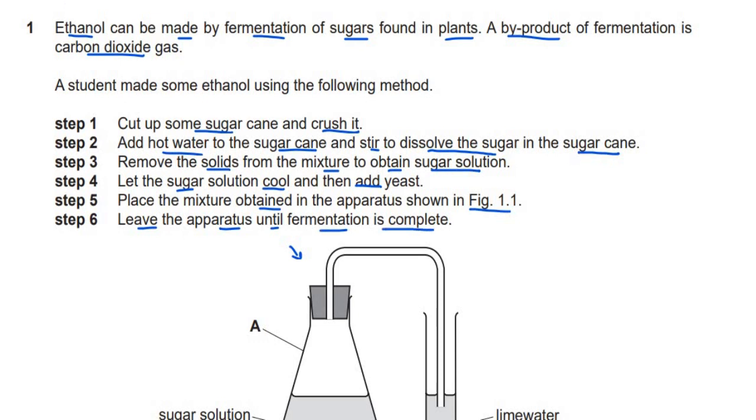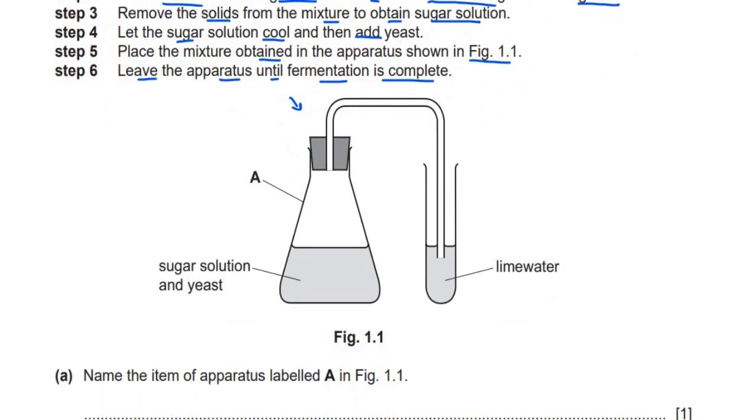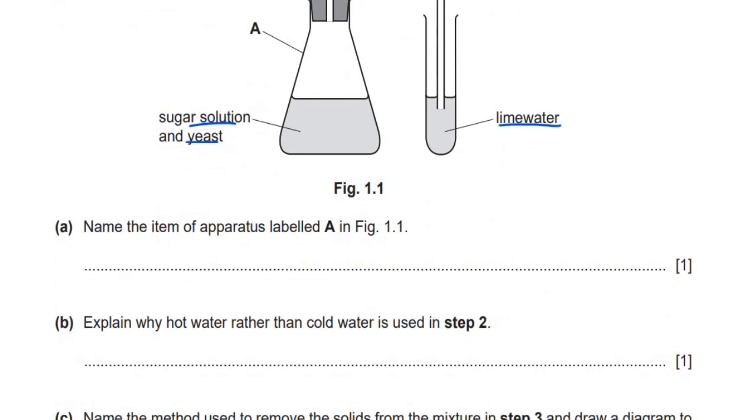Now let's see the apparatus. Here is the apparatus, and it's all about the conical flask with the sugar solution and the yeast. And then there is a tube going out which is dipped inside the lime water in a test tube. Now the question says name the item of the apparatus labeled A. Now the label of the apparatus is the conical flask. So let's write conical flask, which is apparatus A.